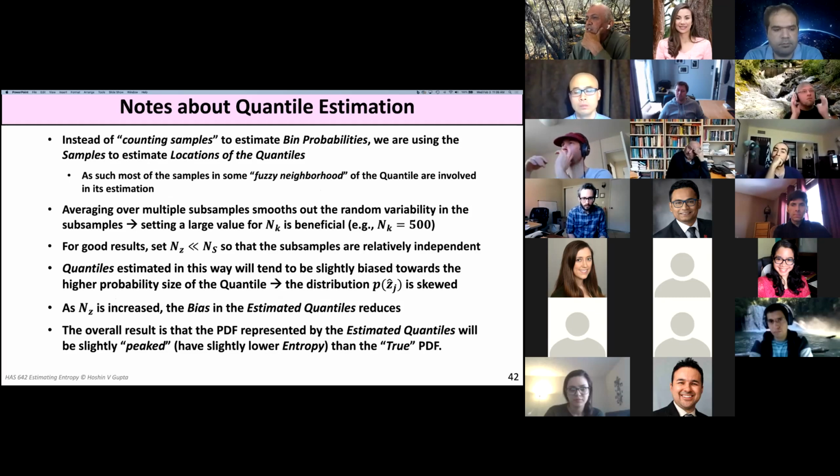So as the number of samples increases, as NZ, the number of quantiles, increases, the distance between quantiles is getting smaller and smaller, right? The bias in the estimated quantiles has to go down, right? And as the number of samples goes up, that's helping. But in general, you're going to have a slightly peaked density with a slightly lower entropy than the true PDF. Okay, and this is actually going to work in our favor, as you'll see in a minute. So we're going to get a distribution with slightly lower entropy than the true entropy. It's going to be slightly squeezed and slightly more peaked.